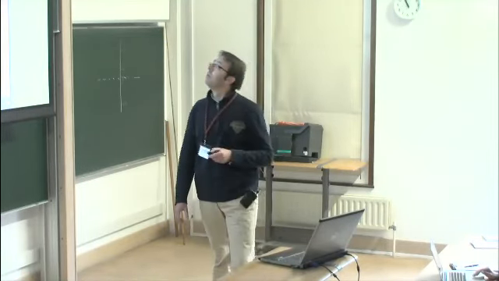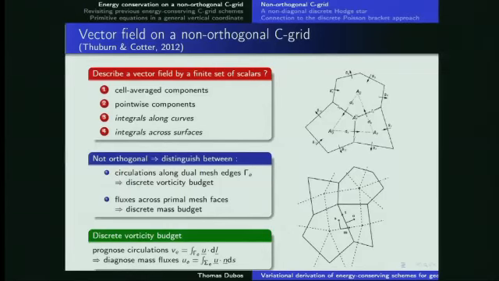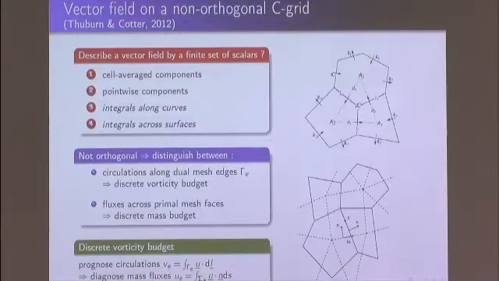Okay, so we are on a C-grid, so that means that we have made a choice to describe a vector field. We could have cell average components or pointwise, but the preferred and most natural way on a C-grid unstructured mesh is to describe velocities either as integrals along those curves or integrals across surfaces, that is fluxes.